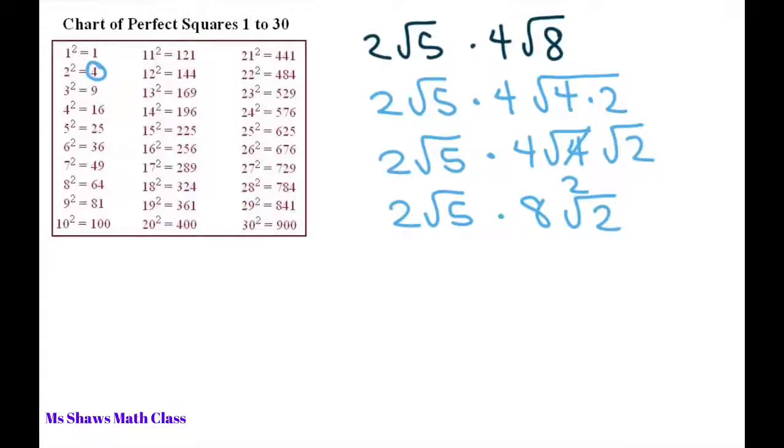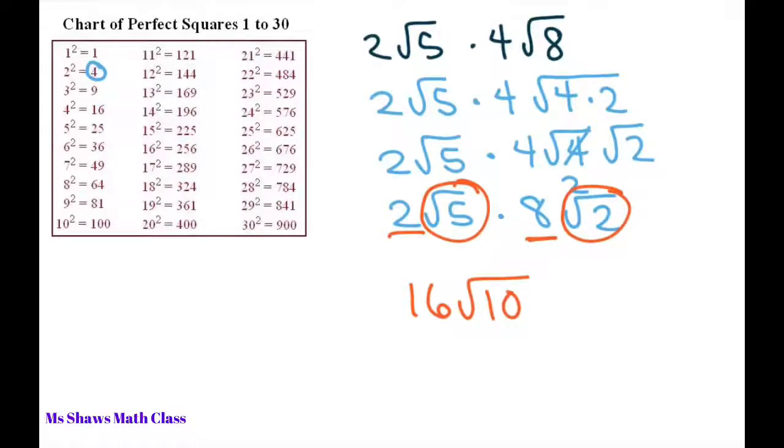Now, when you multiply these, you can only multiply these constants together, which is 16. And you can also multiply these together, so that's going to be square root of 10. And you can't break up 10 as a perfect square. 5 and 2 are not perfect squares, so we're done with that.